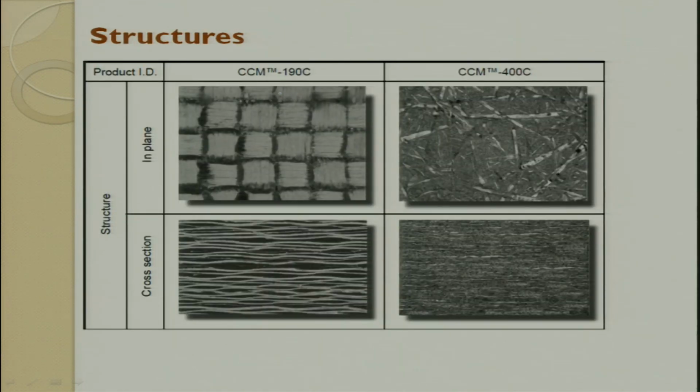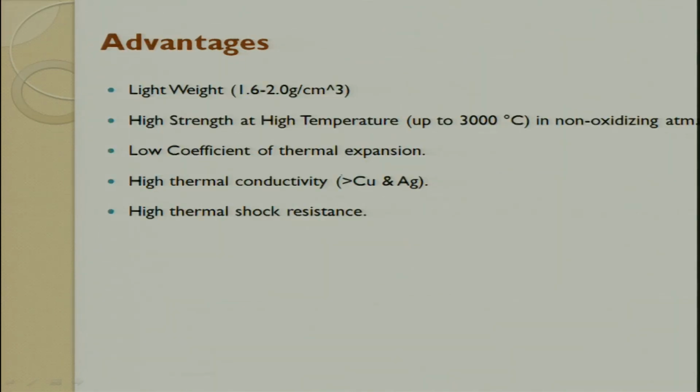So, you can see here in plane and cross plane. Here, this is the product. You can see in plane, and this is also in plane, this is cross plane. You can choose in plane or cross plane depending upon your requirement, or depending upon your final product. So, these structures are there. So, what is the advantage of carbon-carbon composite?